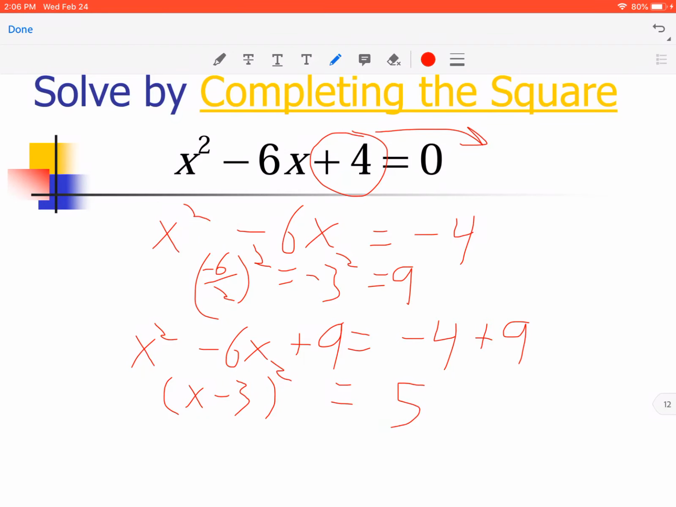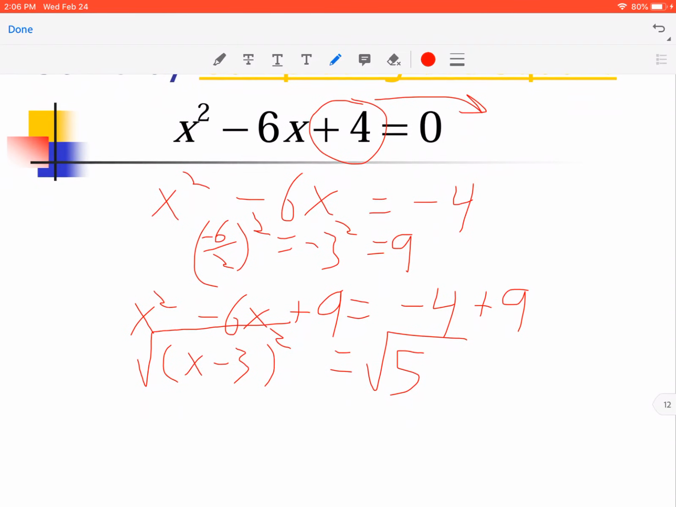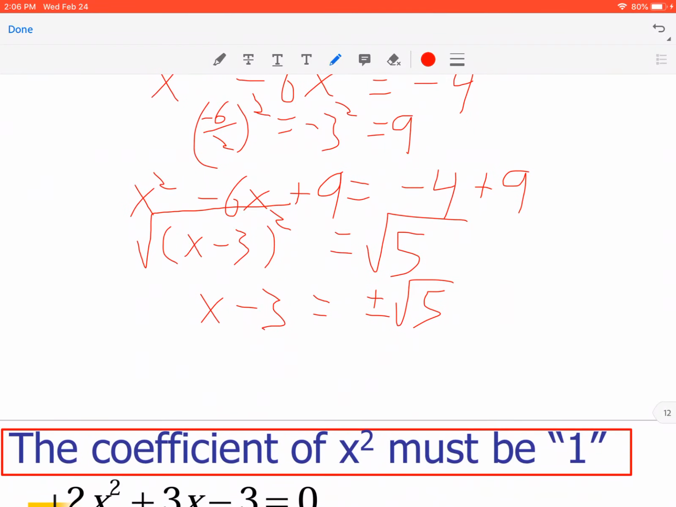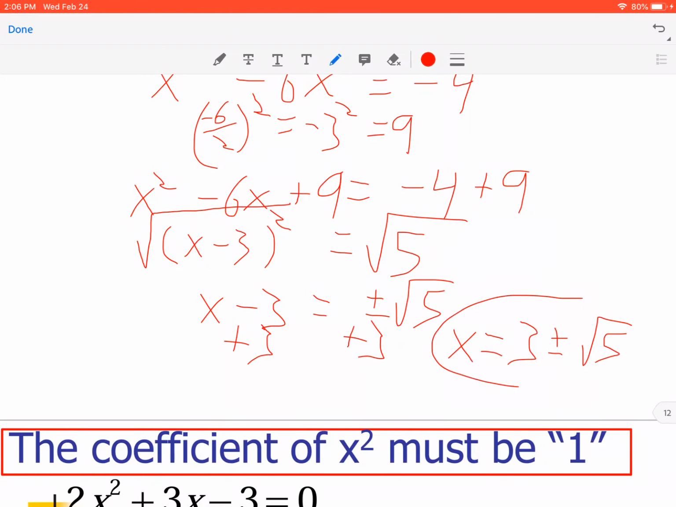How do you get rid of a square? Square root it. Got to do the same thing to both sides. So you get x minus 3 equals, remember, it's really two answers. And how do we get rid of a minus 3? Well, it should just be plus 3. So your answer is x equals 3 plus or minus the square root of 5. And that is it. Okay?